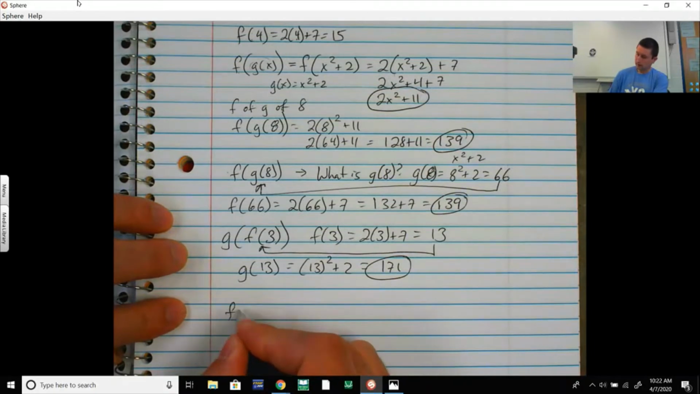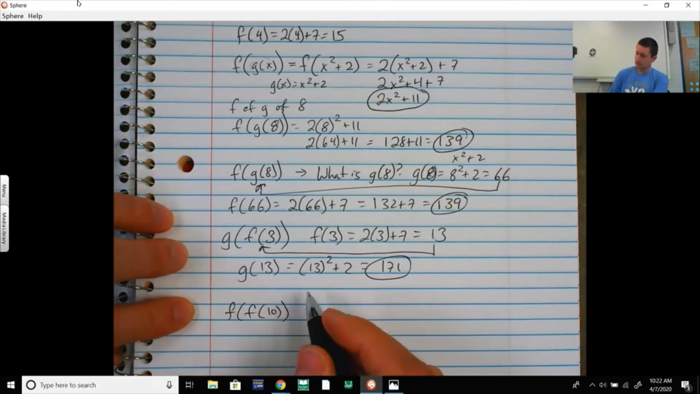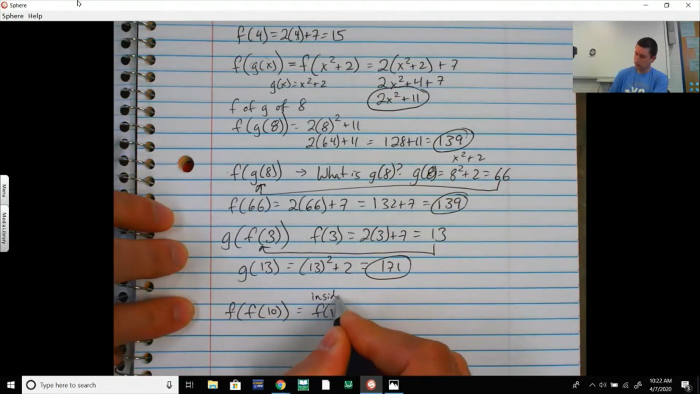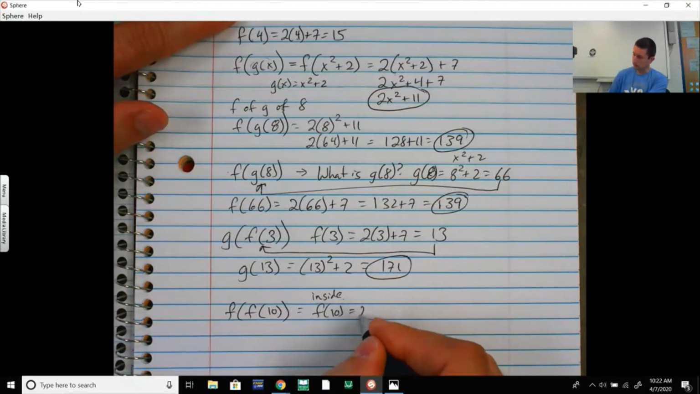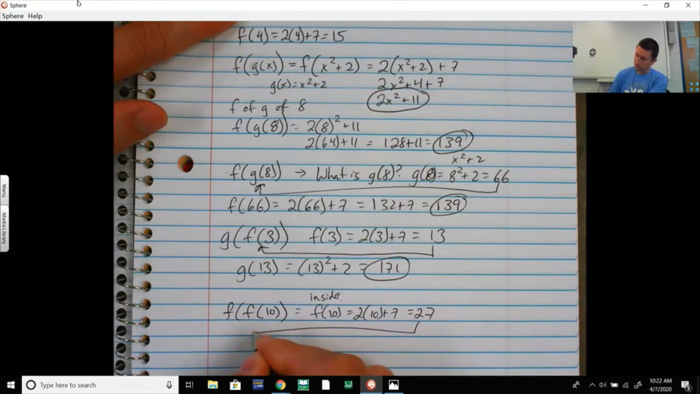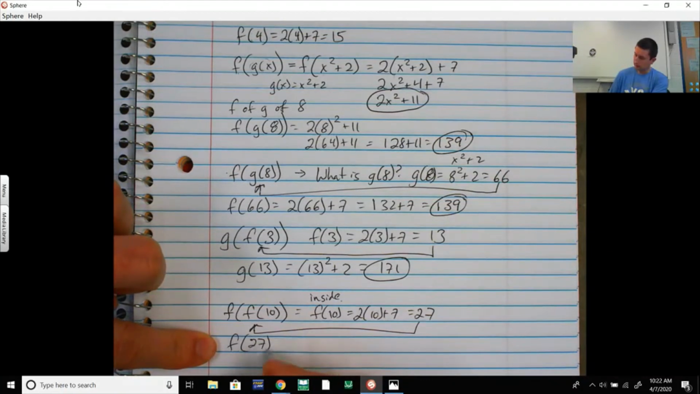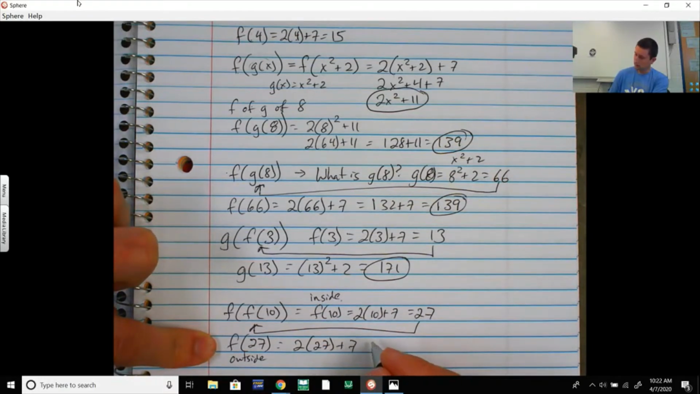You can say f of f of 10. Okay, so what is f of 10? That's the inside. I'm doing that first. Okay, f of x is 2x plus 7, so that's 2 times 10 plus 7. That'd be 27. Come here, replace that. So now we have the outside one, f of 27. That is 2 times 27 plus 7. That'd be 54 plus 7 equals 61. So that answer would be 61.